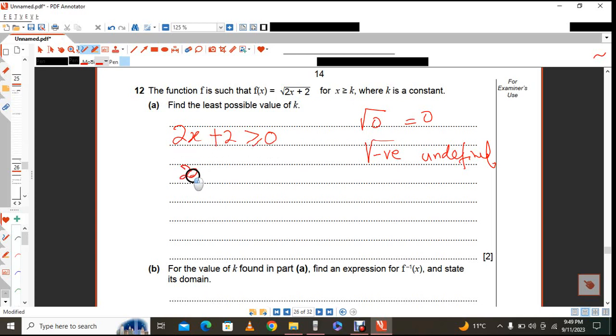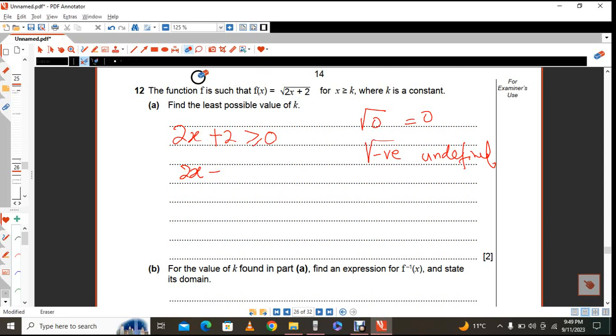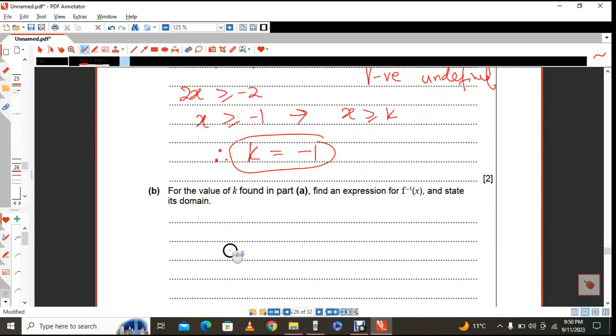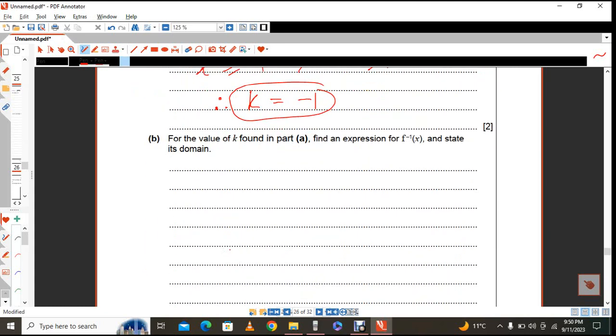Right, so let's go ahead and solve this particular inequality. That is going to be 2x is greater than or equal to negative 2. Divide throughout by 2, so x is greater than or equal to negative 1. Now compare that with x is greater than or equal to k. Therefore, k is nothing but negative 1. Right, so they say for the value of k found in part A, find an expression for the inverse, and then you must state the domain.